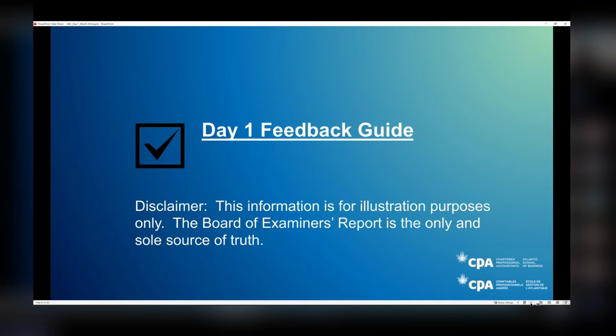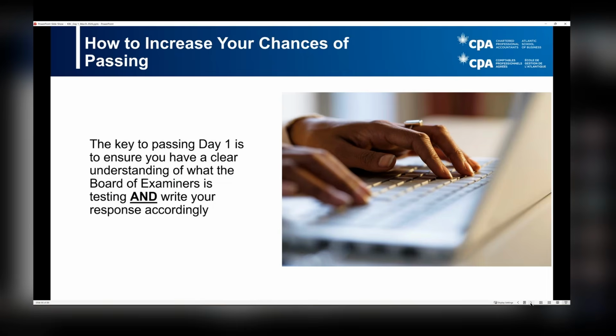So the Board of Examiners report is the only and sole source of truth when it comes to how day one or day two or day three are marked. That being said, we do know that candidates who have done well based on the Capstone 2 feedback guide tend to do well when they write day one. So, how do you increase your chances of passing? The first thing you need to know is you have to have a clear understanding of what the Board of Examiners is testing so that you can write your response accordingly.